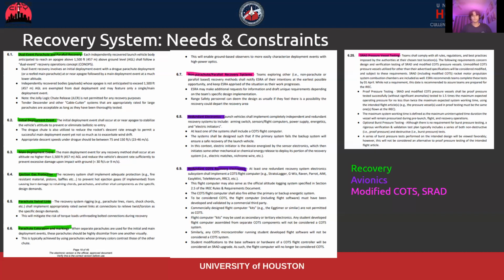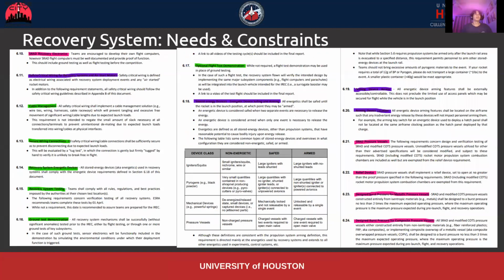SRAD pressure vessel testing, not us. SRAD recovery electronics, not us. Safety critical wiring for recovery system and air start motors. That's more of avionics, but we're not doing that this year, so it kind of doesn't apply. Cable management, just making sure that you have secure connections, secure wiring connections. Oh, sorry. Yeah, well, still kind of self-explanatory. Recovery system testing, self-explanatory. Ground test demonstration, self-explanatory. Optional flight tests, self-explanatory. Store energy devices.